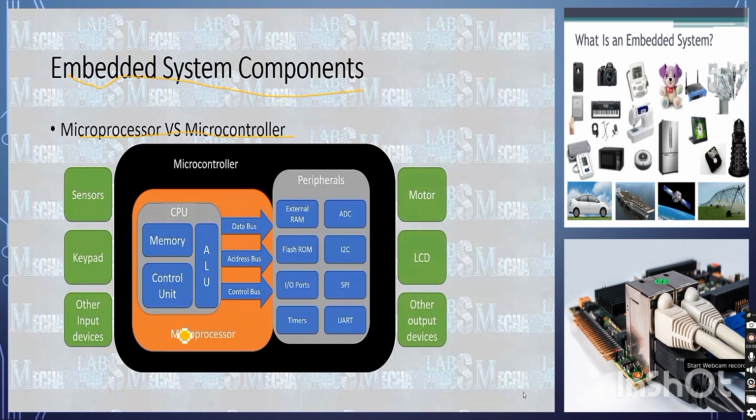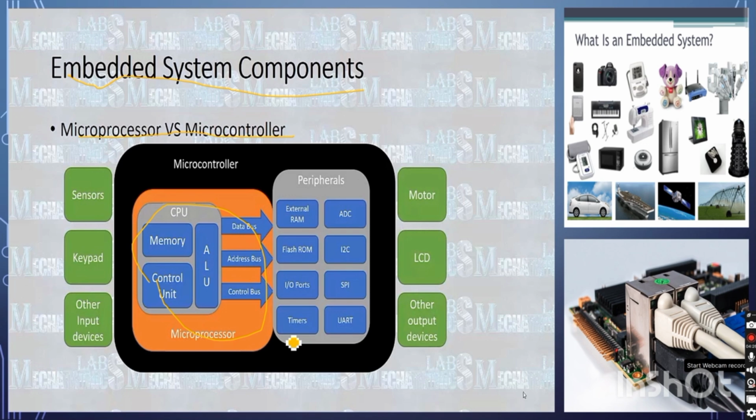Now we can see embedded system components. There are the microprocessor and the microcontroller. In a microcontroller, we have all devices on a chip, but in a microprocessor, we have only these things that we have shown: memory, control unit, ALU, data bus, address bus, and control bus. These are the microprocessor.